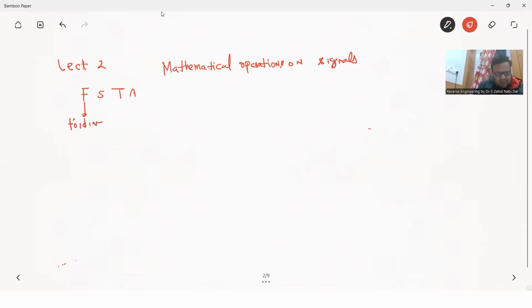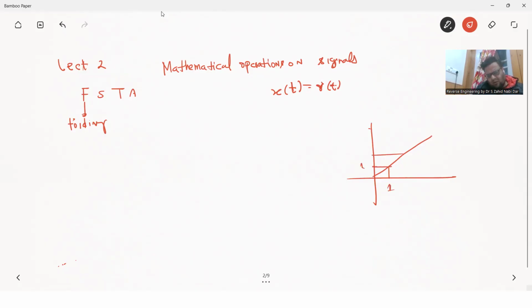Suppose, for example, I have given a signal x of t is equal to ramp of t. And from here, what I want is to generate a signal that is equal to ramp of minus t. You know already how the signal looks like. Ramp of t signal looks like this. This is your ramp signal. Mostly the slope is 1 and 1. Suppose I take the signal up to here, 2 and 2, the slope is 1. Slope means the change, dy by dx, like in the previous lecture I have told you about this.